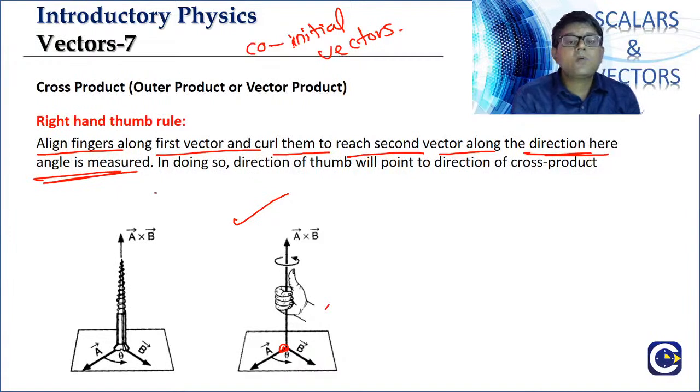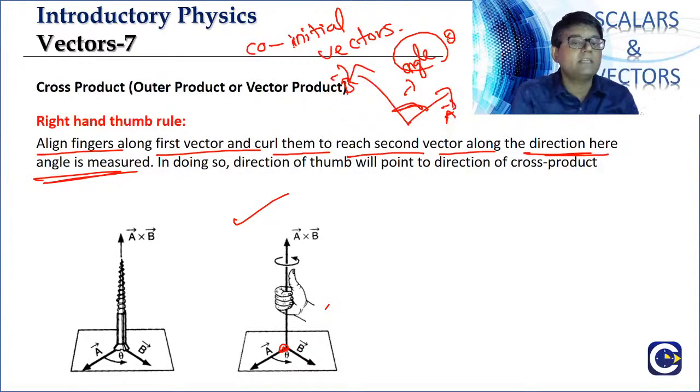Remember, when you have two vectors like this, A bar and B bar, the shorter path is where you will measure the angle. That is where we will measure the angle between the vectors, the shorter path between them. So we have to curl our fingers in that shorter path where we measure the angle. When you are curling your fingers, the direction of the thumb will point the direction of the cross product.